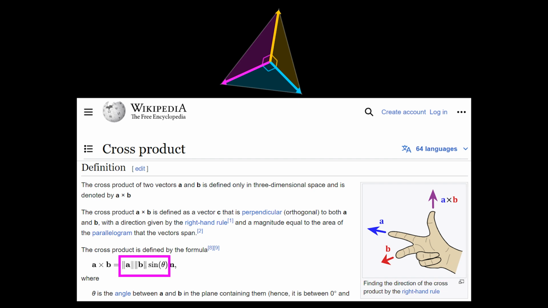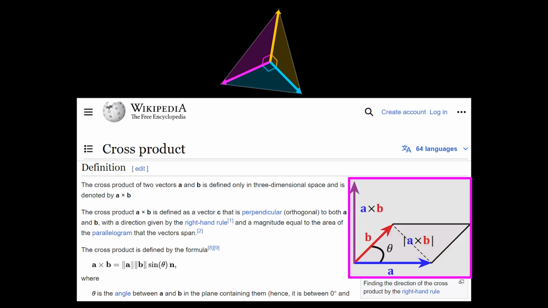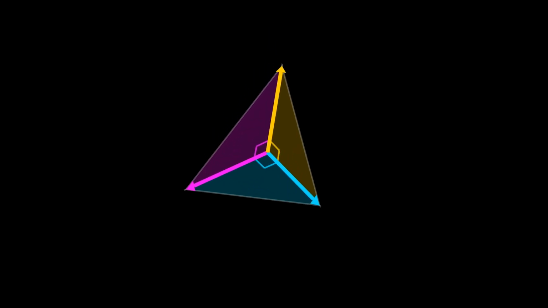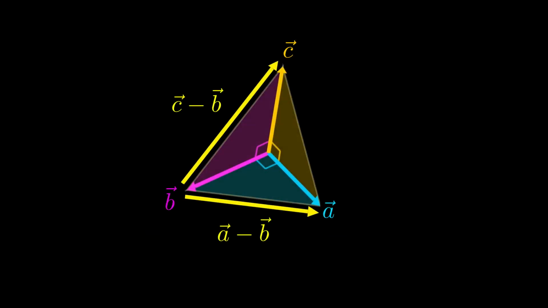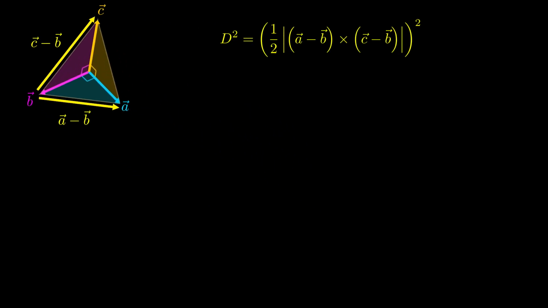which conveniently means that the area of the triangle spanned by a and b is half the magnitude of the cross product. These properties are all going to be very useful in this problem, because if we label these 3 vectors a, b, and c, they're all perpendicular to each other. Also, the area of the triangle on the base is going to be half the cross product of c minus b, a minus b. D squared is then the square of that.